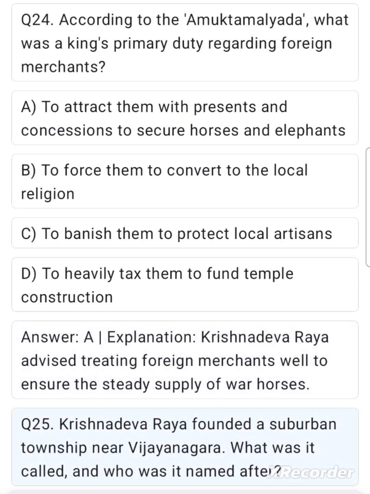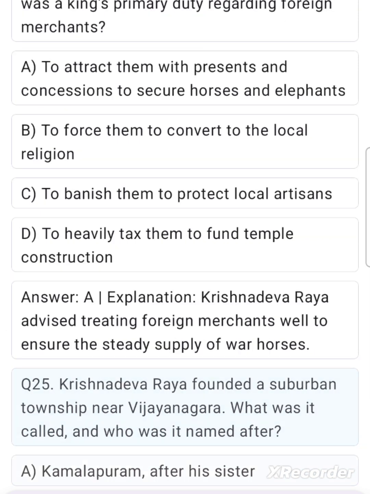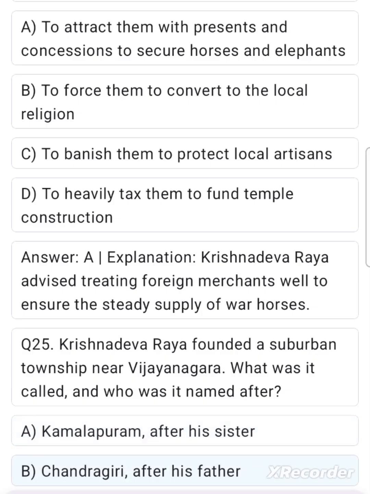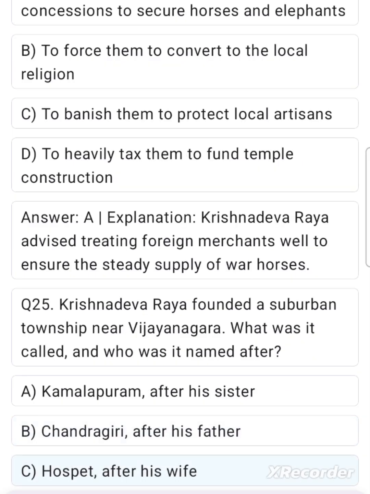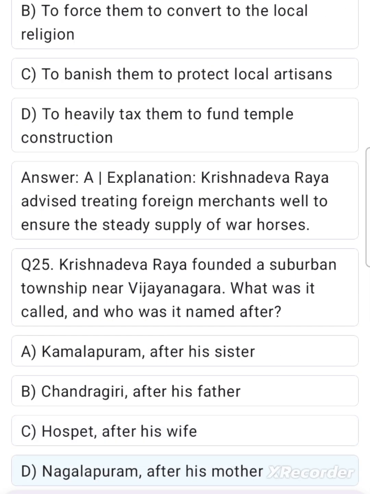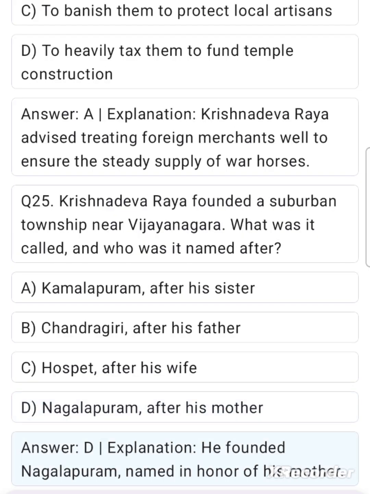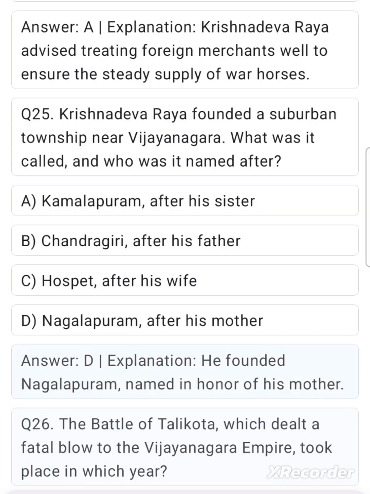Q25. Krishnadeva Raya founded a suburban township near Vijayanagara. What was it called, and who was it named after? A. Kamalapuram, after his sister. B. Chandragiri, after his father. C. Hospet, after his wife. D. Nagalpuram, after his mother. Answer. D. Explanation. He founded Nagalpuram, named in honor of his mother.